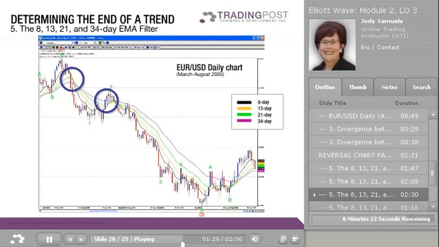We ride the move all the way down through the completion of the 5-wave sequence, and we exit all 3 lots as the 8-period moving average crosses back over the 13, 21, and 34-day EMAs. This was a successful trade. The Fibonacci EMA filter keeps us in the trade practically the entire down move.